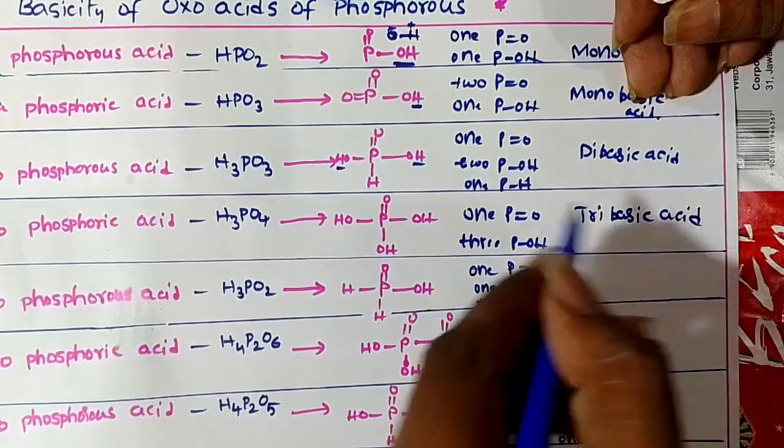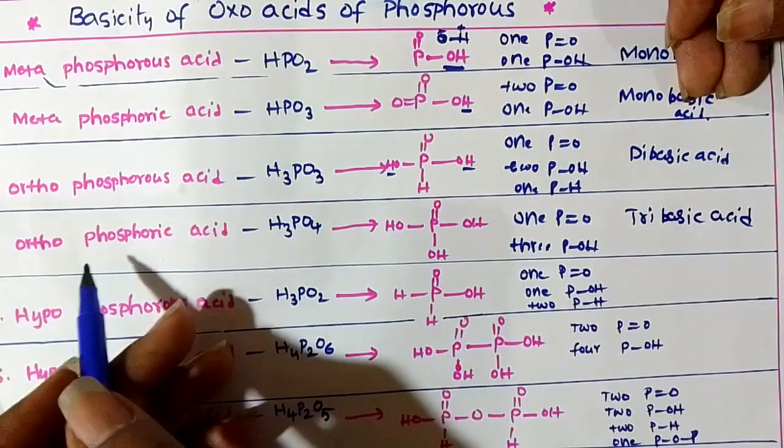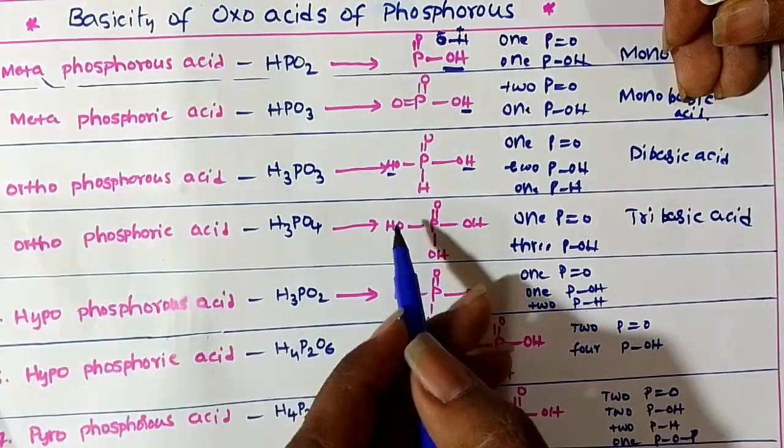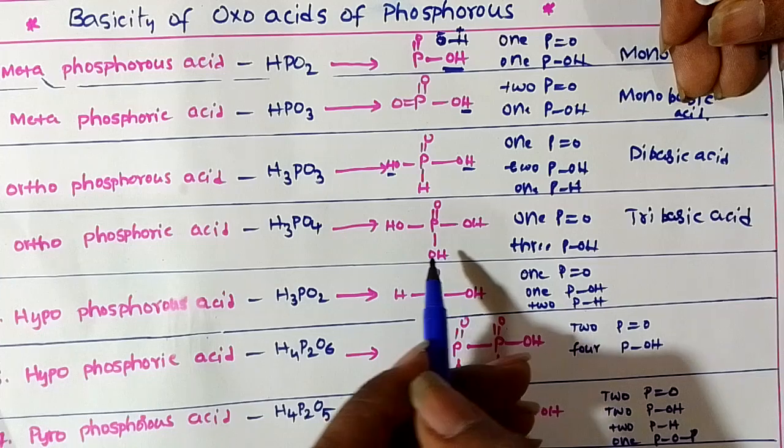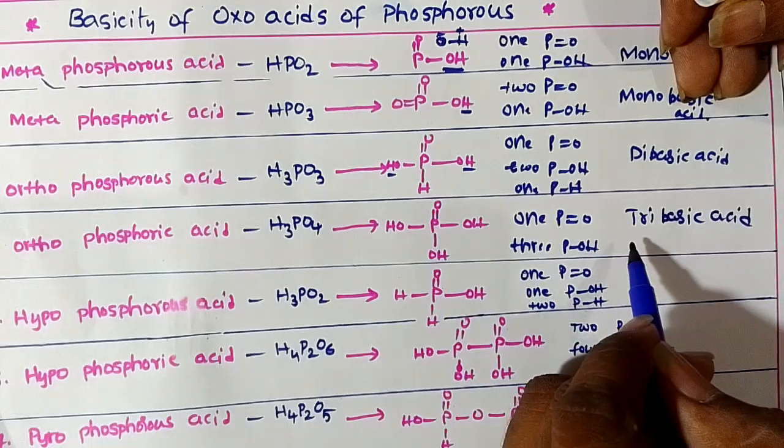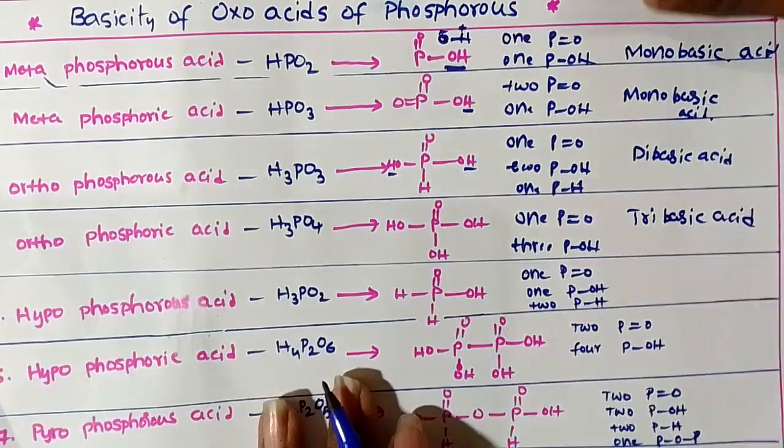Sometimes they ask the question: what is the basicity of orthophosphoric acid? It has three replaceable hydrogen atoms. That's why it is a tribasic acid. So the basicity is 3.